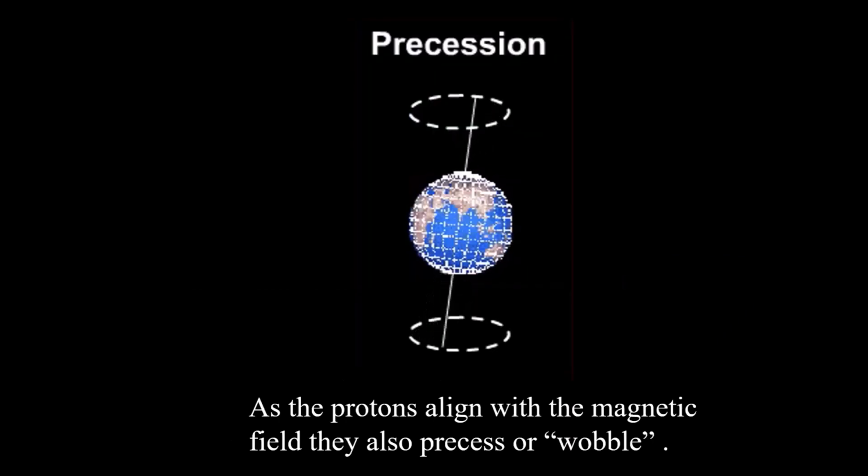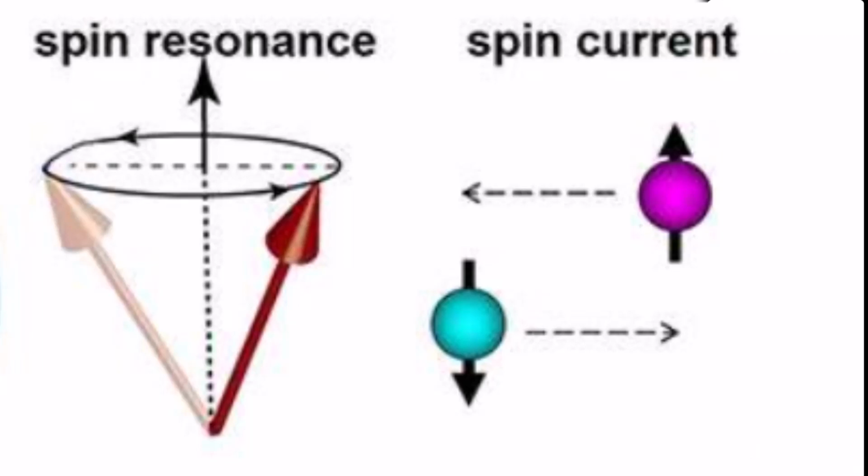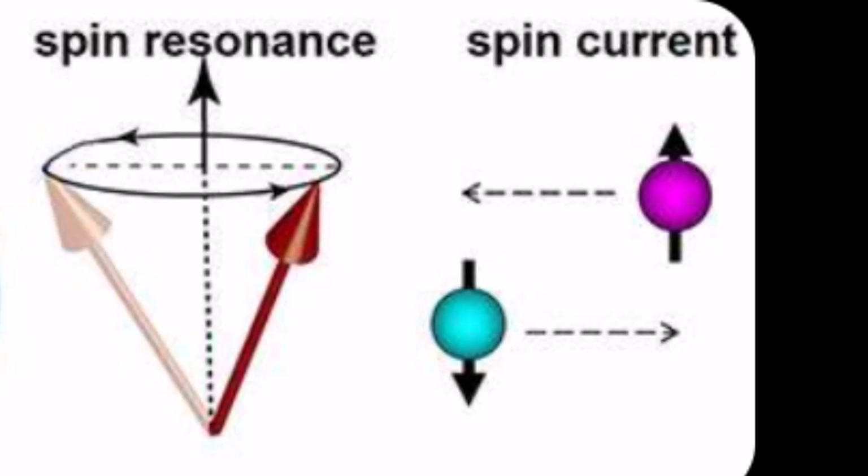As protons align with the magnetic field, they also precess or wobble, just like the Earth as it aligns with its magnetic field. They do not spin totally horizontal and vertically. They precess. This is known as spin resonance, whereas if we looked at just spinning vertically, that's what happens with spin current.